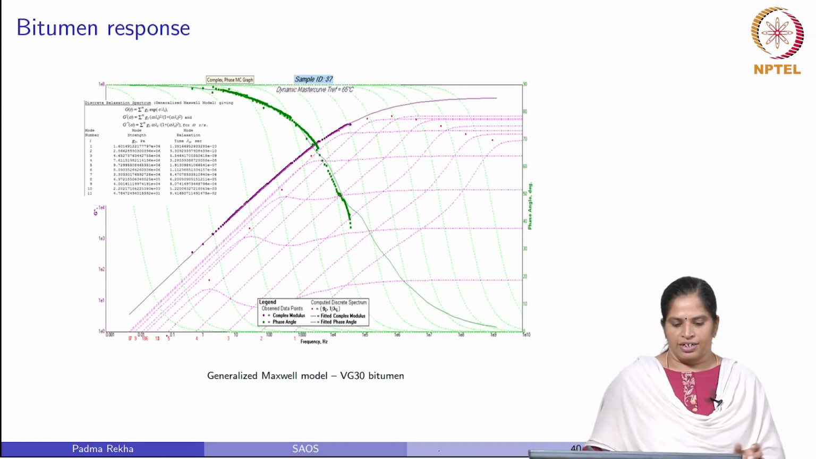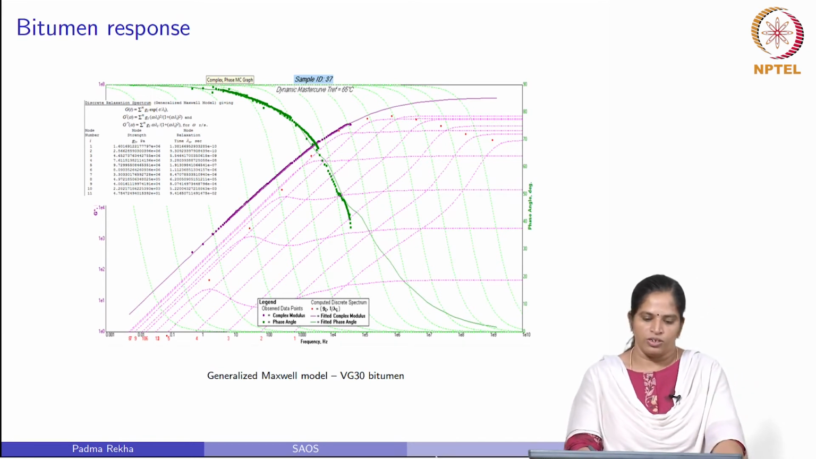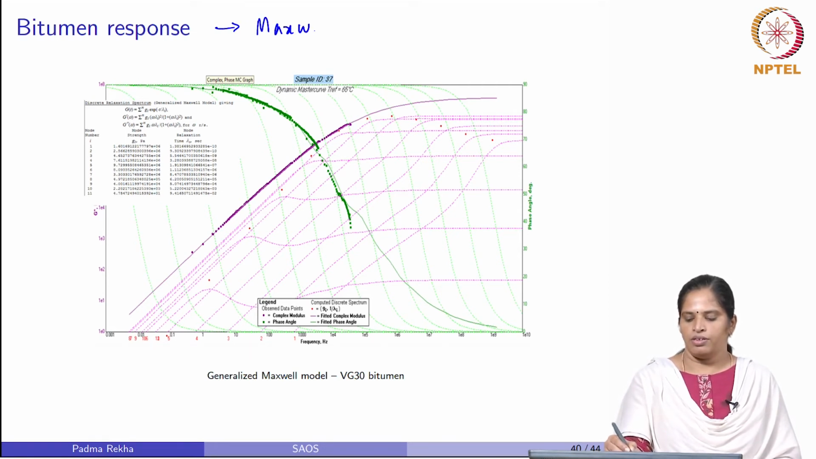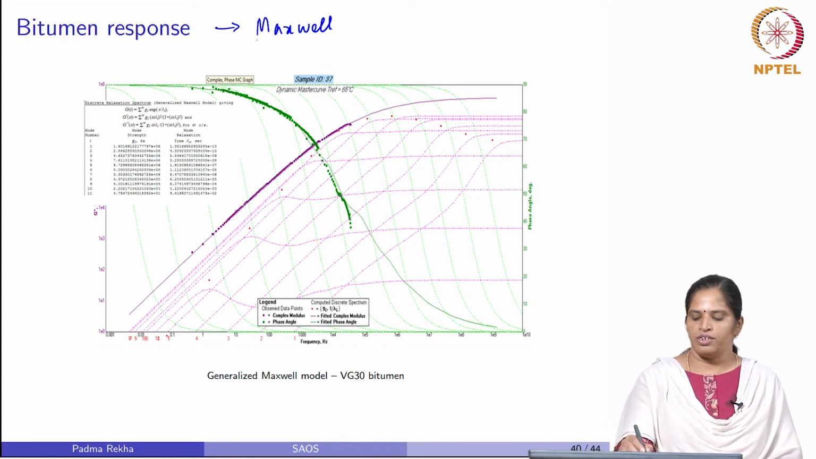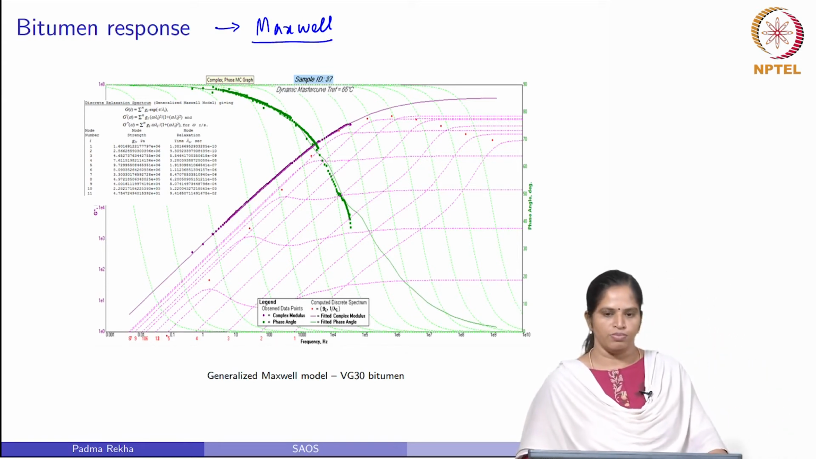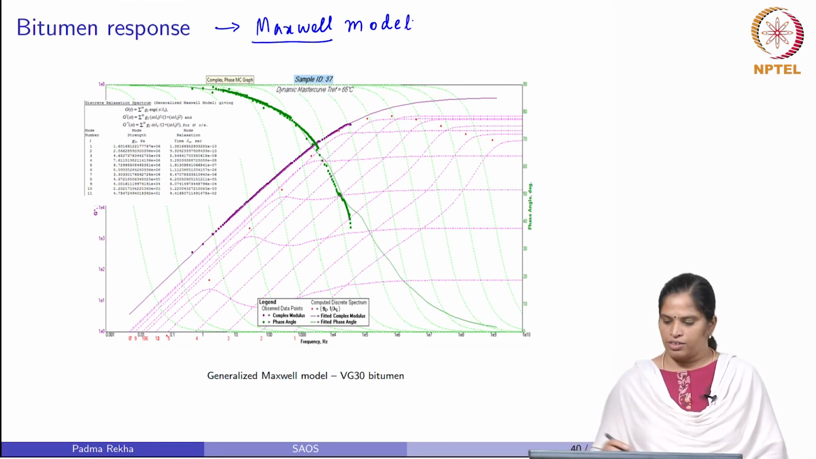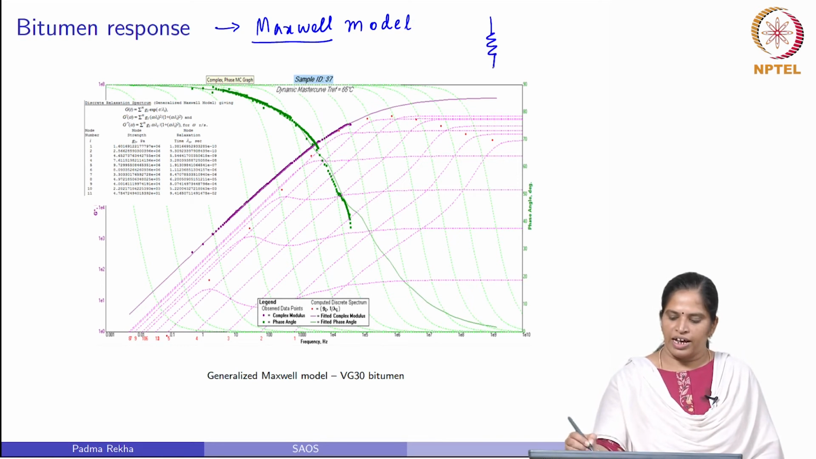So, the next material response prediction model used here is a Maxwell model, but it is not a one-component Maxwell model. It is a Maxwell model with different relaxation modes. So, we used a Maxwell model with different relaxation modes arranged in series, something like this.